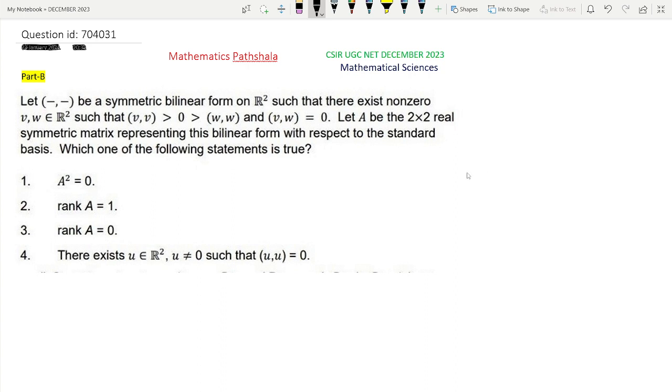So now, the question is about a bilinear form. Actually, it is a mapping from R2 cross R2 to R. When V is a vector space over the field R, then a mapping, say F, from V cross V to R is said to be bilinear if it is linear in both coordinates. So we can denote this F by this.